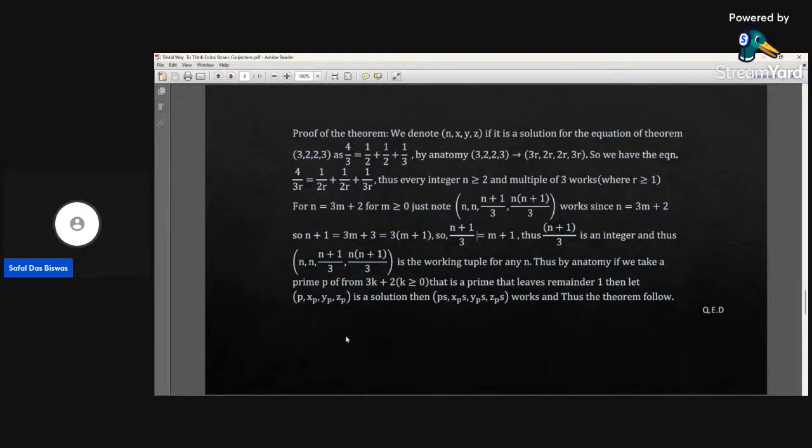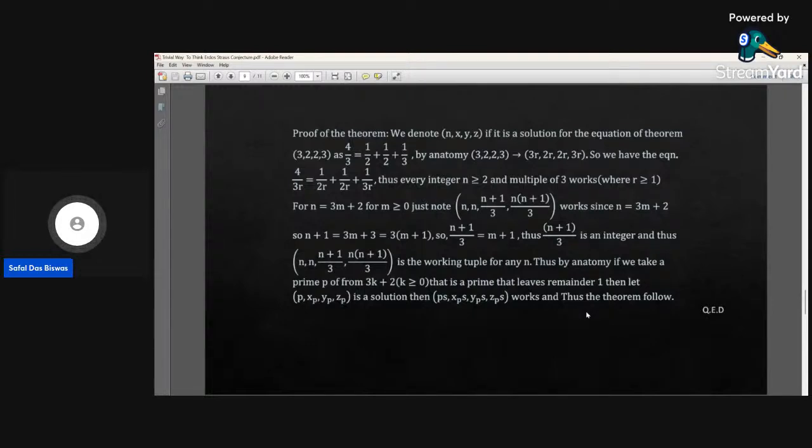Thus, by anatomy, if we take a prime p of the form 3k plus 2, because it's true for every integer of the form 3k plus 2, then the solution exists, because of this form. Because of this solution, we know that if n plus 1 is prime, then we always get a solution like this, as we already proved. Then x_p, y_p, z_p exist. Then by anatomy we just scale this, multiply all of this with s, and we get this equation, and this works.